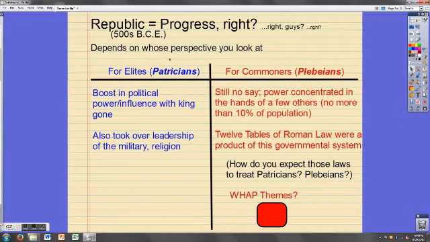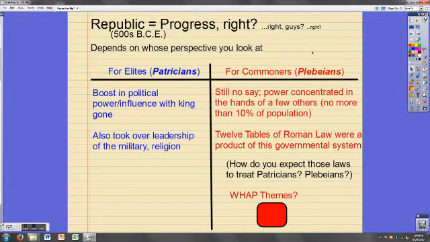For the elites, who were called the patricians, by the way, that's a vocab term, don't forget, they got a boost in their political power and their influence, and they got to take over lots of parts of the society, like leadership of the military, leadership of the religion. So that further boosted their influence.